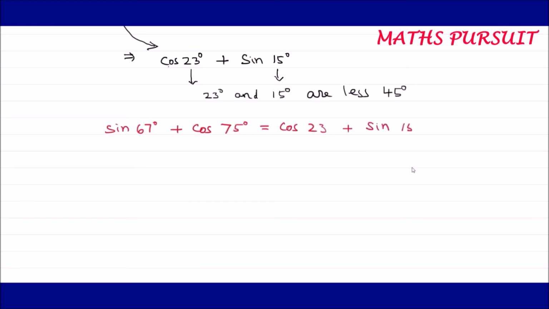That's all, guys. This is what the question asked us to find out, and we are able to express sine 67 degree plus cos 75 degree as cos 23 degree plus sine 15 degree, and this 23 degree and 15 degree are less than 45 degree. Hope, guys, you understood this process, or the steps that I followed to find out this equation.